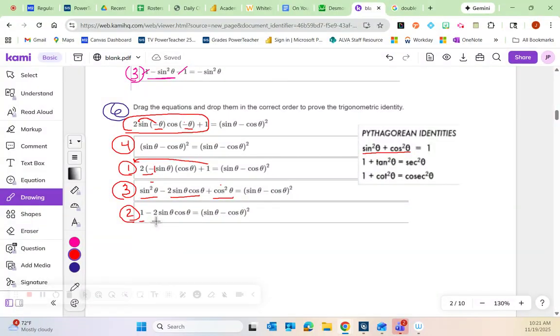On this one, sine squared minus 2 sine cosine plus cosine squared is actually a trinomial, and it factors into sine of theta minus cosine of theta times sine of theta minus cosine of theta, which would be sine minus cosine squared, which is what we're trying to get the right-hand side equal to.